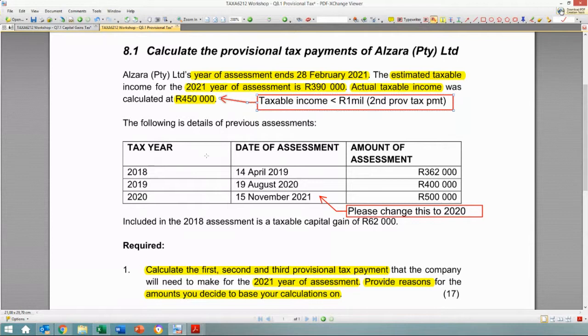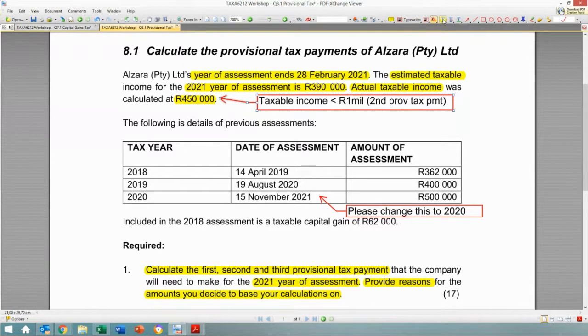Then if we look at the previous assessments, we'll see we've got 2018, date of assessment was 14 April 2019 for an amount of 362. Then 2019's was submitted 19 August 2020 and for 400,000, and then the 2021 was 15 November 2020, okay, for 500,000.